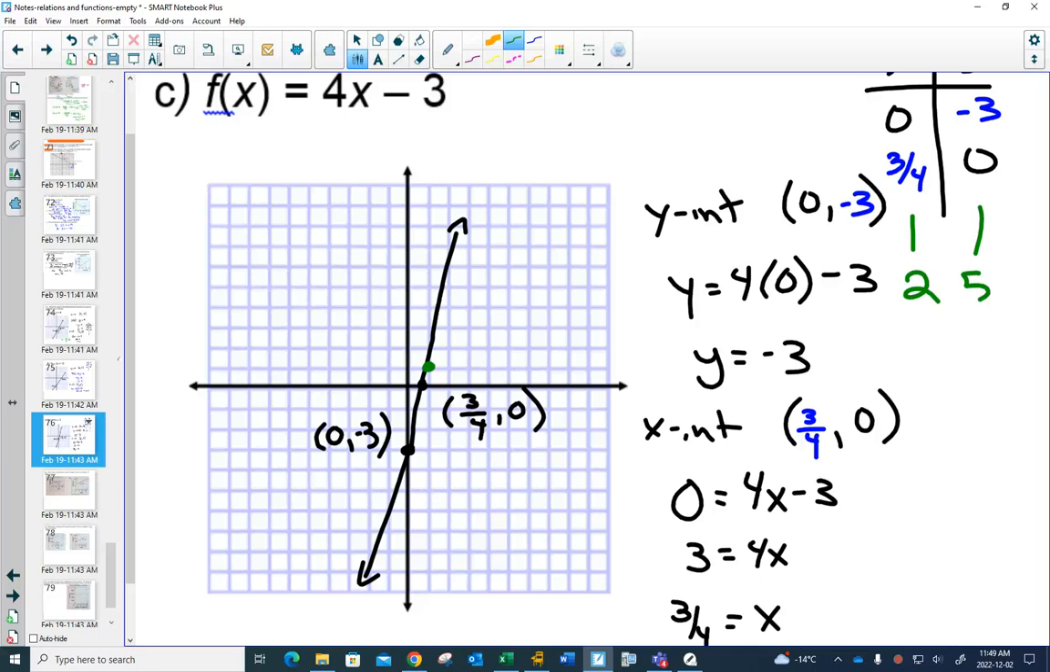So on our line, I should have, wow, it worked. Sometimes drawing it with just your hand, it gets a little crooked, a little bit off. I'm pretty happy that it wasn't too far off. We get 2, 5. So you can always find more points if you want with a table of values. But all you would need is 2 points, x-intercept and a y-intercept.